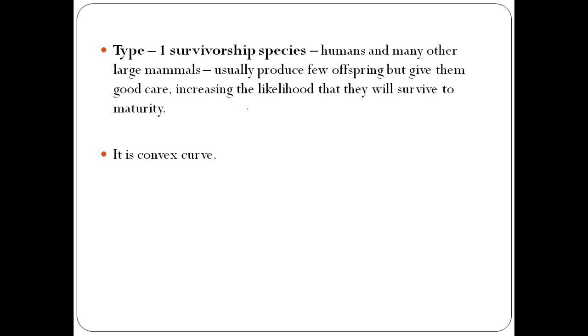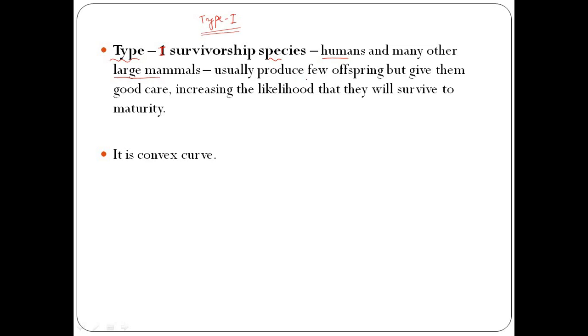First is the type 1 survivorship curve. It is written in Roman numerals, like type 1. So the first one is type 1 survivorship. Which species come under the type 1 survivorship curve? First one is humans and many other larger or higher mammals.